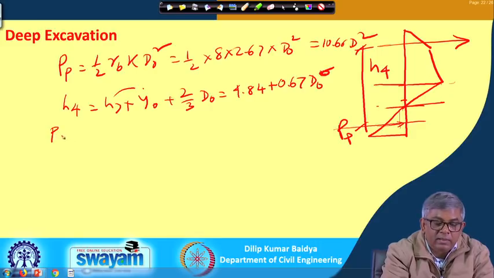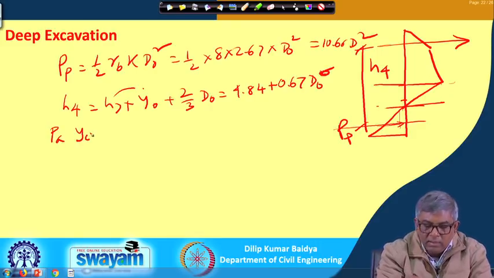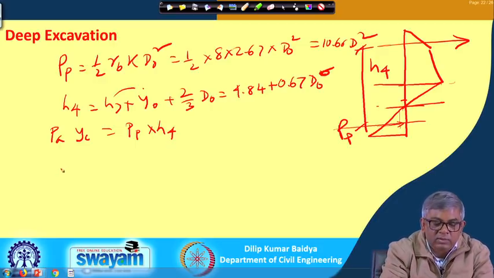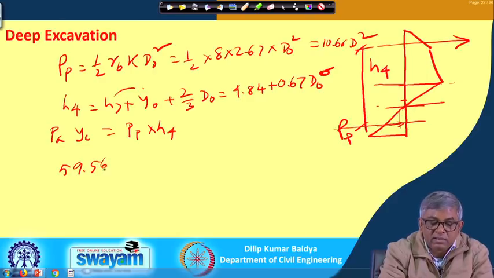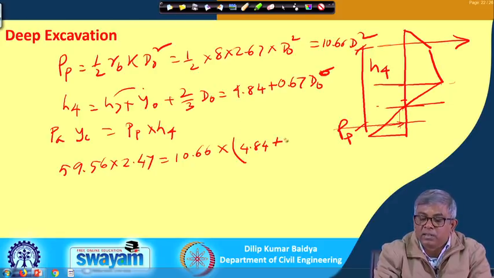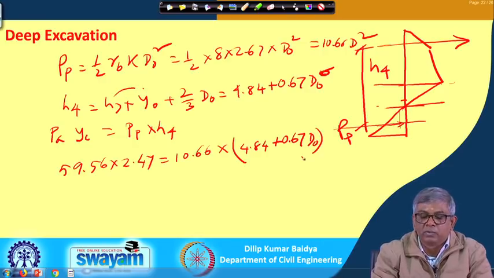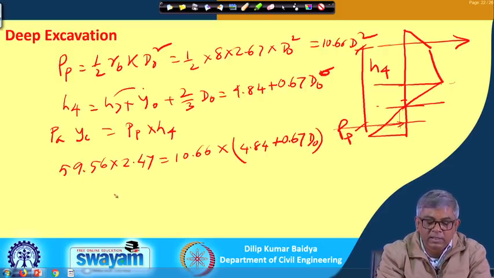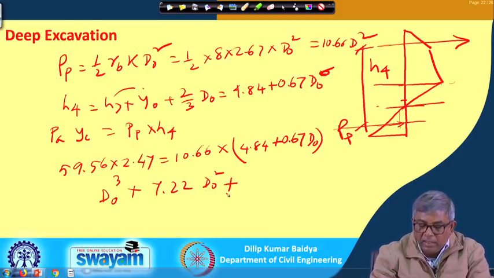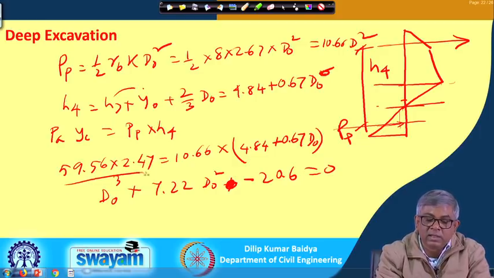So, now P A multiplied by Y C must be equal to P P multiplied by H 4. If I do this, it will be 59.56 multiplied by 2.47, which we have got before, equal to 10.66 D naught square, that is P P, multiplied by this 4.84 plus 0.67 D naught. So, this is the equation I am getting, and if I simplify this equation further, I get D naught cube plus 7.22 D naught square minus 20.6 equal to 0.